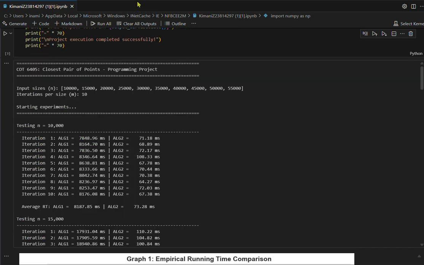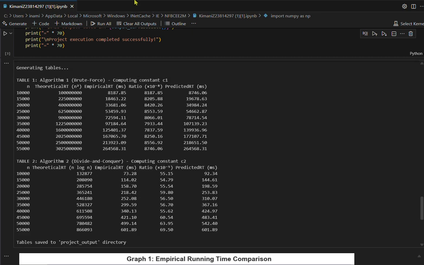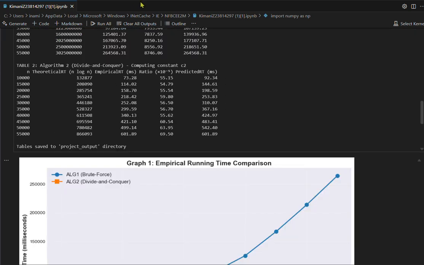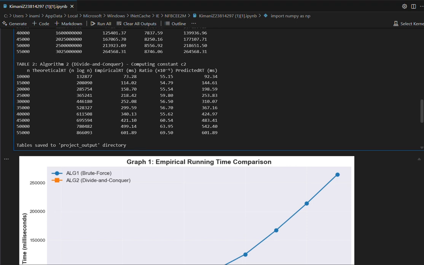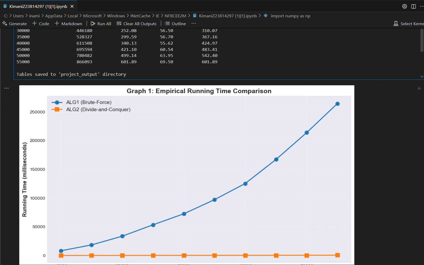Here's a look into the different iterations during testing. And here we have two separate tables for both algorithms that were created after computing the averages. Here we have now the graphs that the program generates.